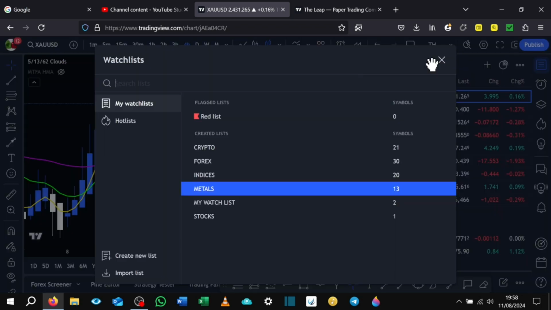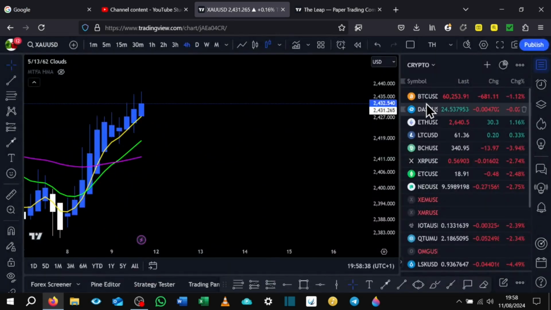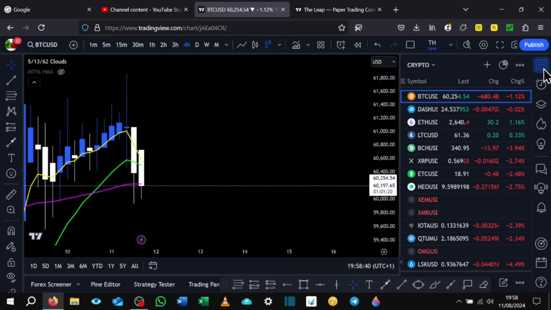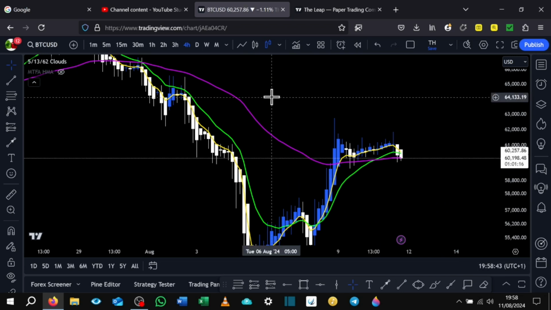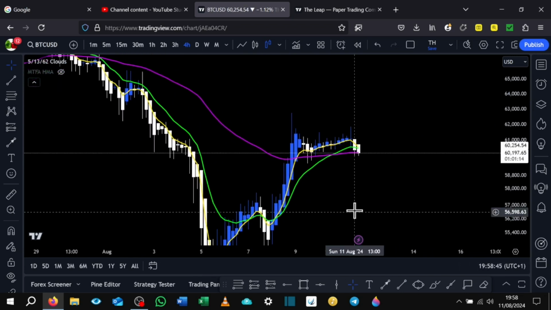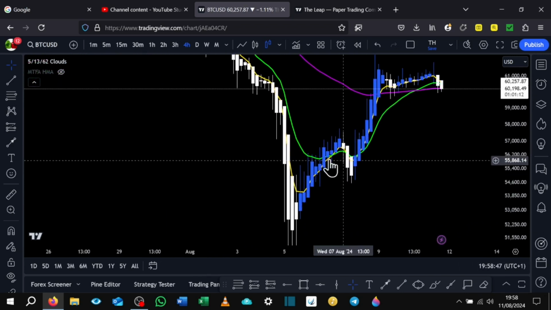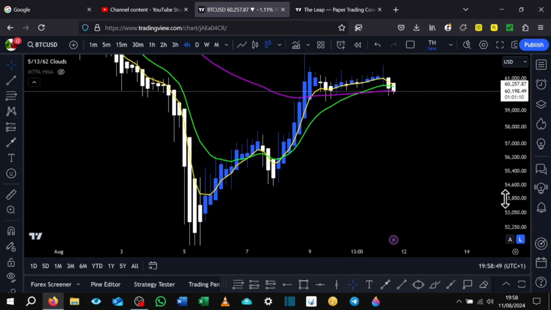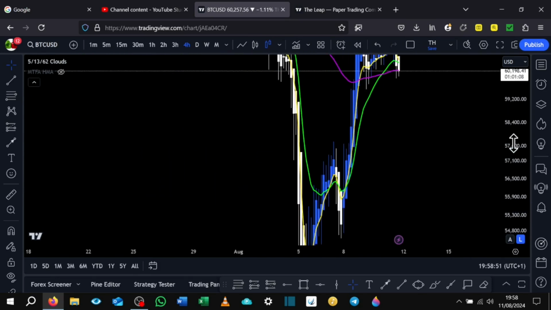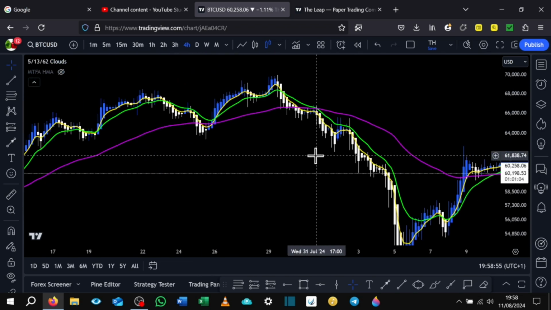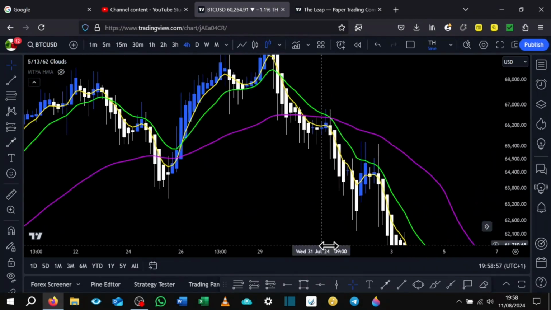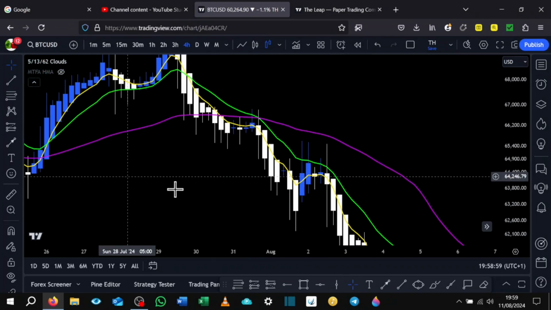Jumping over to the crypto markets, and I'm loving this strategy with Bitcoin. Bitcoin has been great. I've caught this move here. So we were on a bearish run, and there were some really good trades to catch. Like, check this out.